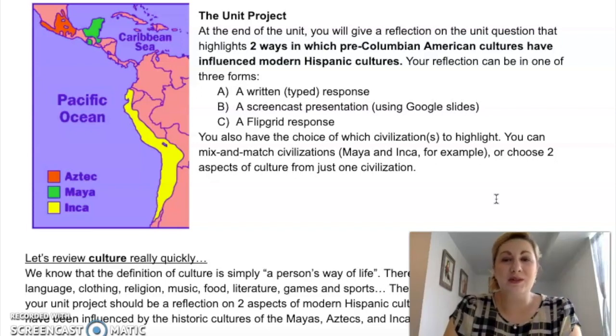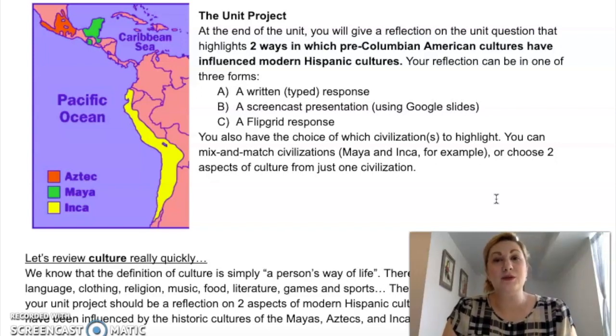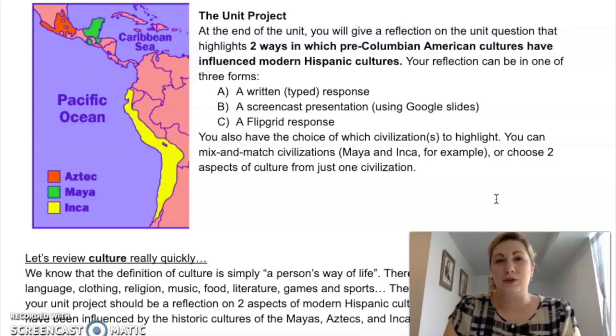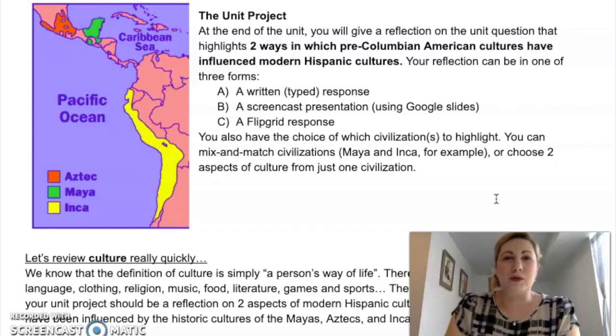You also have the choice of which civilization or civilizations you'd like to highlight. You can mix and match. Again, you have to do two ways that modern Hispanic cultures are influenced by the cultures we study in this unit. So you need two. You can mix and match. You could do Mayas and Incas, for example, or any other combination. Or if you'd like, you could choose two aspects of culture from just one civilization. So if you wanted to just focus on the Incas, for example, that's fine too, as long as you have the two ways that modern culture is inspired by past cultures.